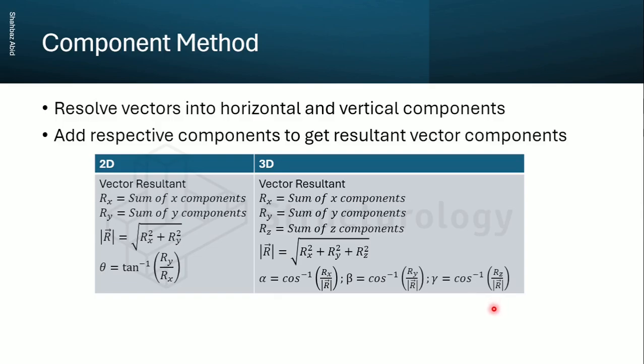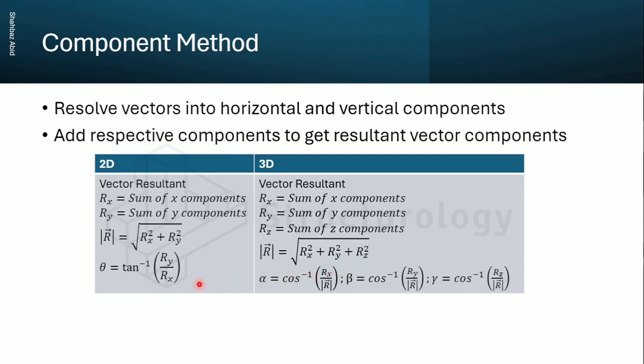In the component method, what we have to do is to break all the vectors into their x component, their y component, and in the case of 3D, their z components. So we have to sum all the vector components in the x direction, and sum all the vector components in the y direction, and we can get the magnitude by taking the square root of rx square plus ry square. In the case of 3D, it is going to be rx square plus ry square plus rz square. We can get the magnitude.